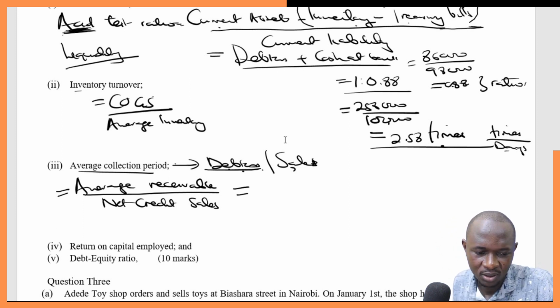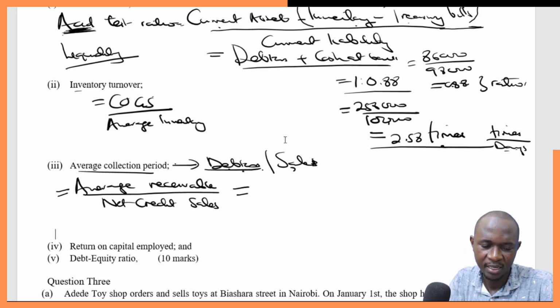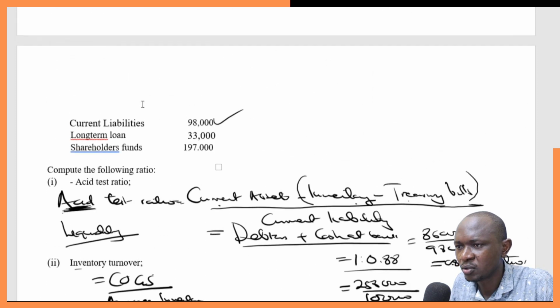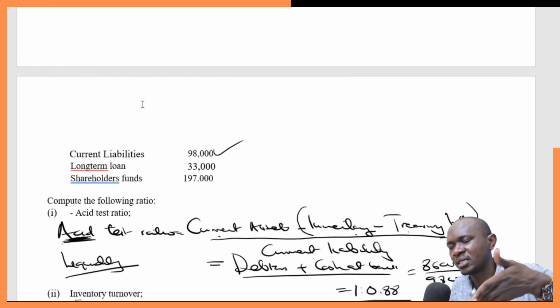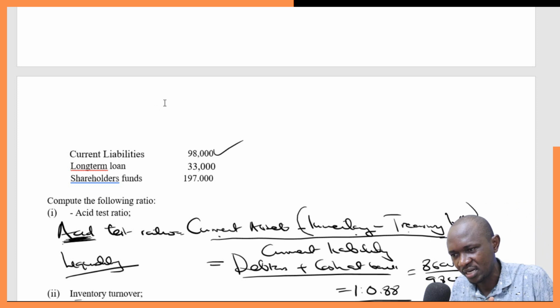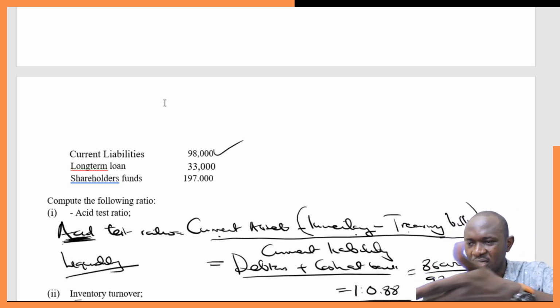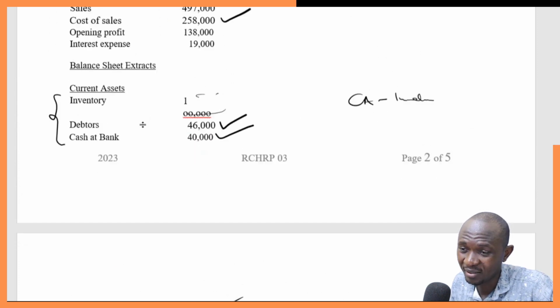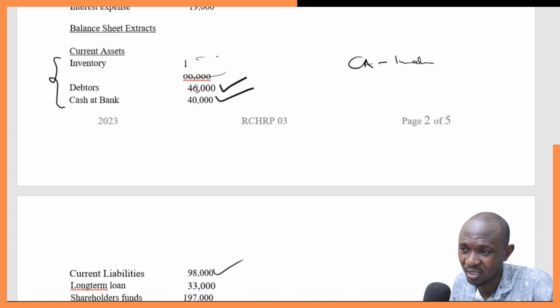Average receivables, let's just go to the debtors. In complex questions, of course, you will have the closing balance for debtors for the previous year, and the closing balance for debtors for the current year, so you add the two. But this one is not a complex question. This is a very simple question. We only have one debtors figure, which is 46,000. So it makes it even easier.